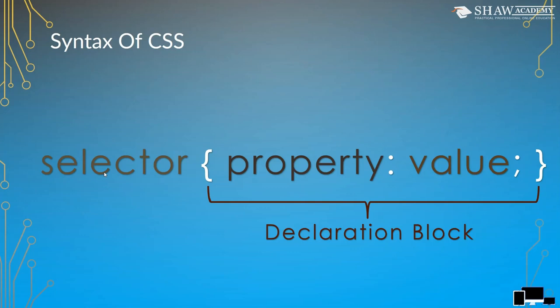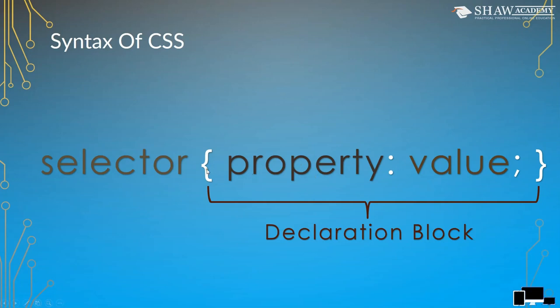But we really shouldn't use IDs for styling because they're meant to be unique, so they're not very good for styling. Then we open up our curly brackets, and then we select a property of that selector that we want to change, and then we give that property a new value.